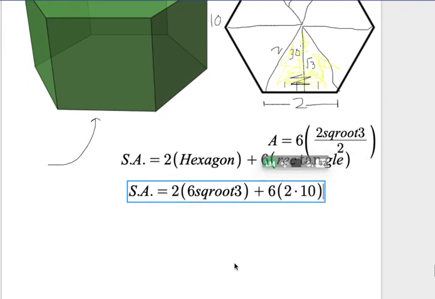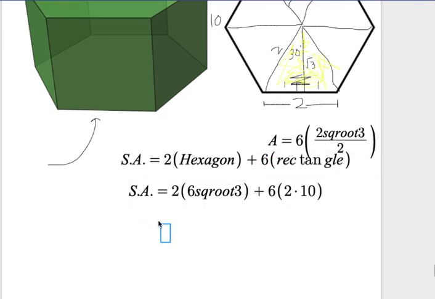All right, now I'm going to simplify that a little bit. So surface area again is going to equal 2 times 6 times the square root of 3, which I can just write as 12 times the square root of 3, plus 6 times 2 times 10. So that'll be 6 times 20, and 6 times 20 would be 120. I'm going to leave my answer just like that, because I have a square root 3 times 12. I can't actually add those together because the 120 does not have a square root 3.